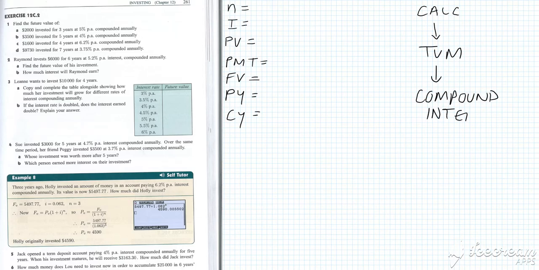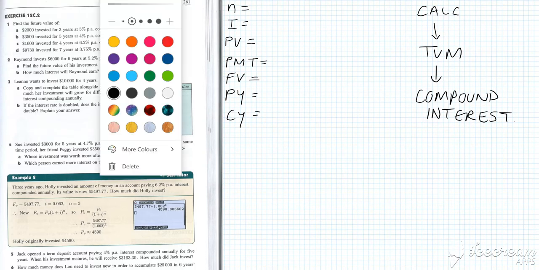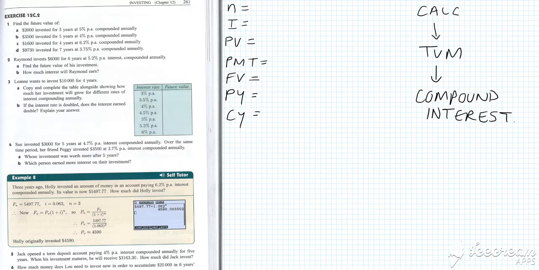So when we look at this question, we're starting with exercise 12C2. What we've got is finding the future value. Now, what's really important when you do these questions is that you check what you're being asked to find. So in these questions, it's all future value, okay? And so what that tells us is that every time the future value is going to be a 0, and that's what we're going to solve for.